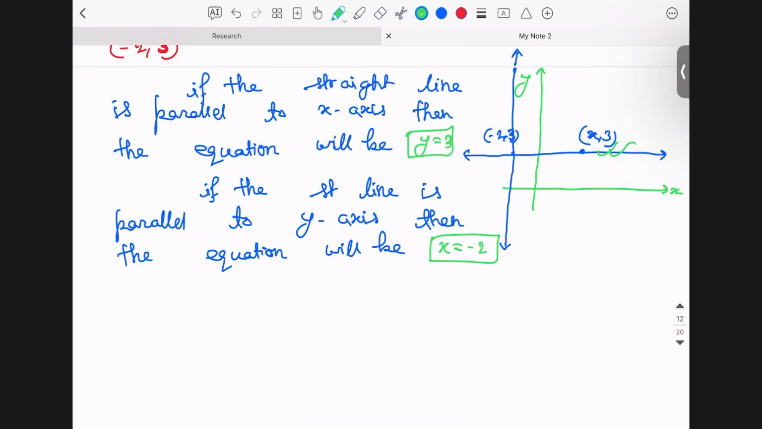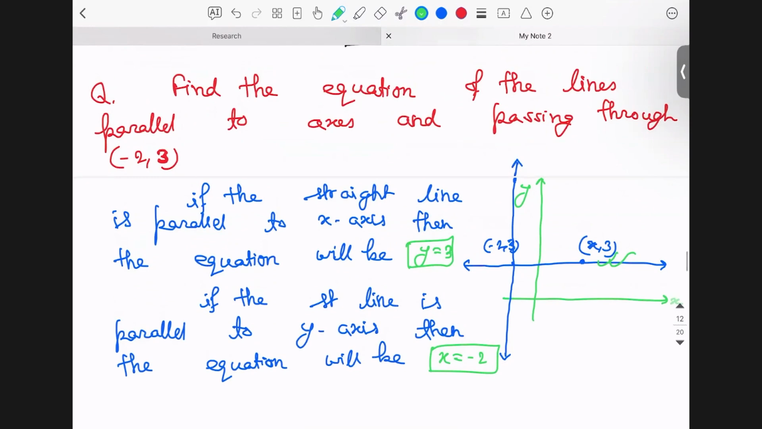Okay. Why? So just remember one fact: whenever the straight line is parallel to the x-axis, our x can vary, but y is fixed. Parallel to the x-axis means x can vary, but y will be at a fixed point. So that fixed point is our equation of the straight line. Similarly, if the straight line is parallel to the y-axis, then our y coordinate can vary, but x will be fixed. So x equals -2 will be the equation of the straight line.